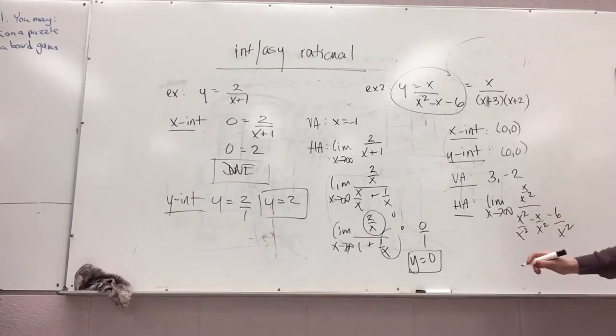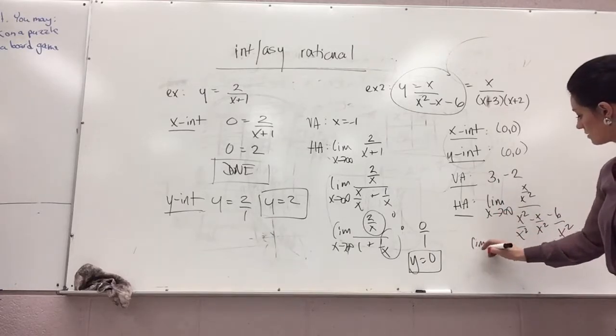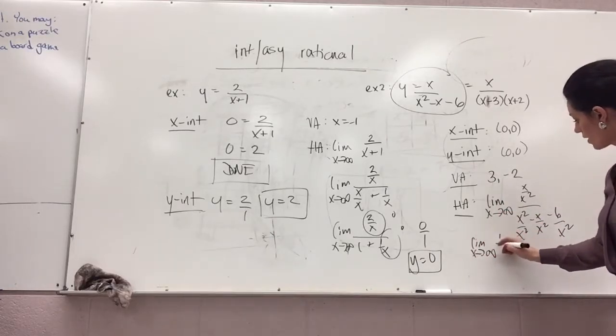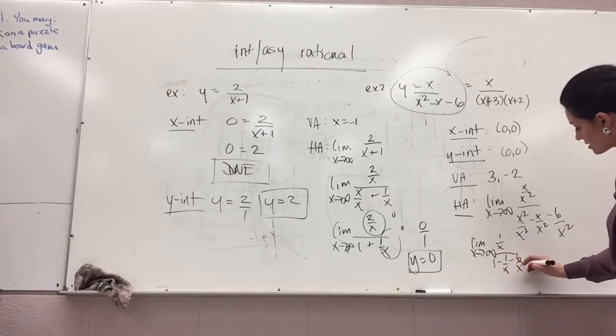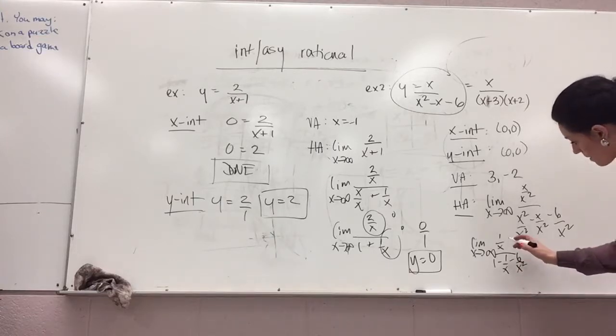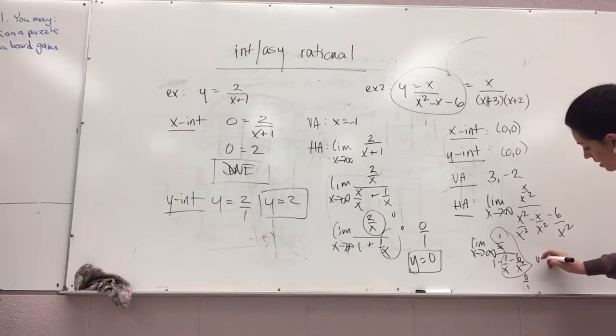Okay, so x over x squared over x squared, minus x over x squared, minus 6 over x squared. So 1 over x over, there we go, 1 minus 1 over x minus 6 over x squared. We plug in infinity, and remember anything over infinity is 0, so I end up with 0 over 1. So again, my horizontal asymptote is 0.